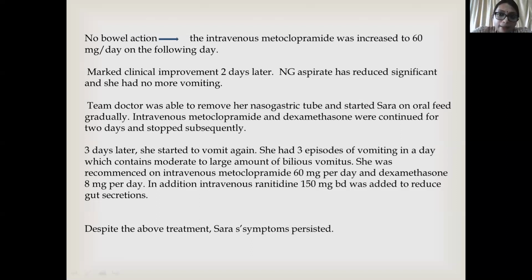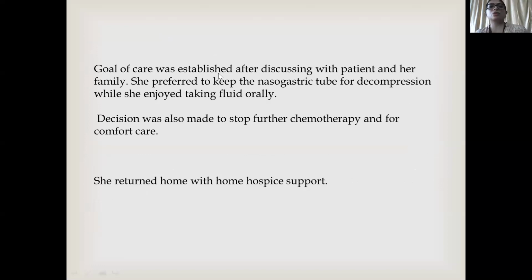Okay, now what else? Anything else you would like to add? How about octreotide? We discussed about it, right? Octreotide would be helpful in this. You could probably start her on octreotide, bring down the secretion so that she doesn't need a nasogastric tube, and probably counsel her on what she wishes, what the family wishes, and give a good plan for her. So finally, what happened for her is that goals of care were established after discussing with the patient and her family, and she preferred to keep the nasogastric decompression while she enjoyed taking fluid orally.